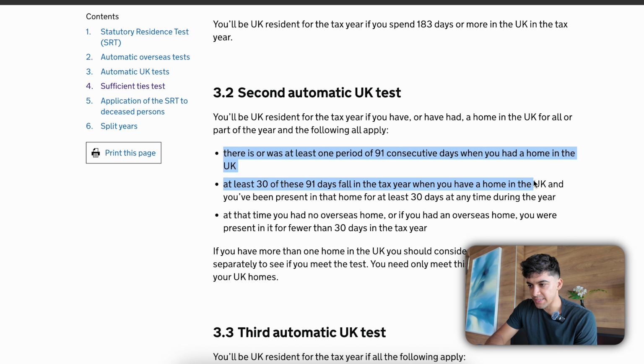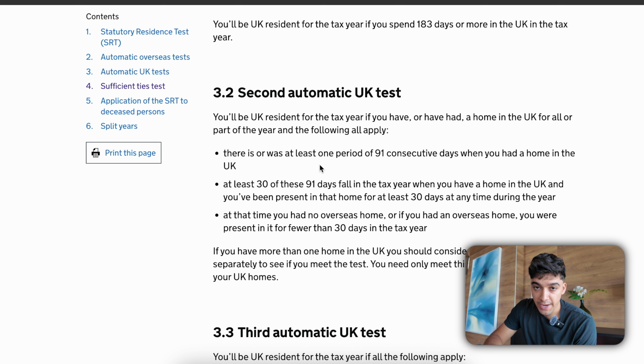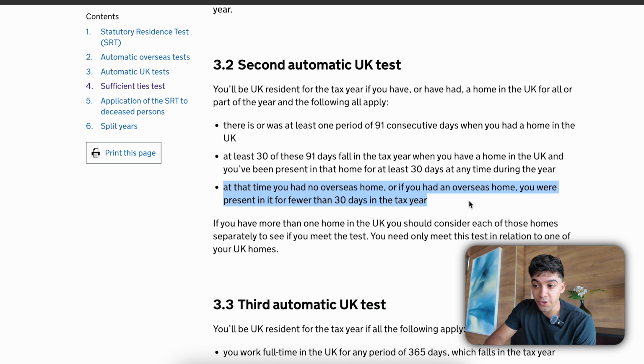Let me paraphrase this. Basically, if you lived at your parents' house and you're moving out, there's probably a room available for you and you can probably go back. So you definitely meet this, and you definitely meet this as well, because when you go home, I don't expect you to be in Airbnbs. You're probably staying at home for more than 30 days, right? So you probably meet this test as well, but you probably don't meet this one.